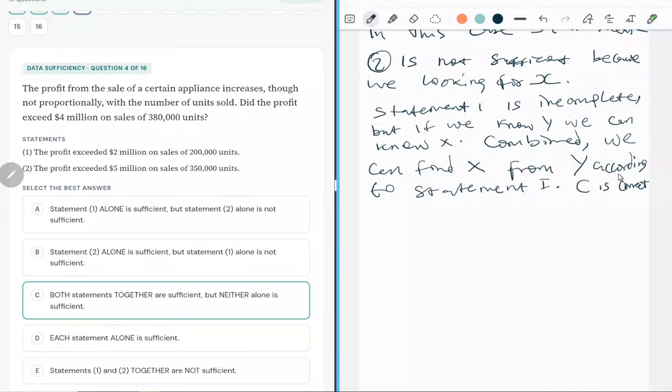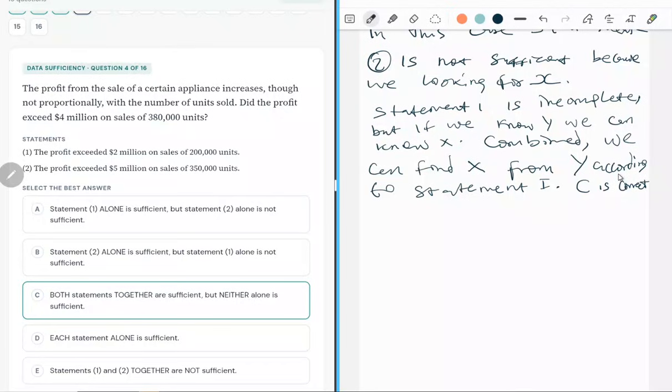But if the profit exceeds 5 million on a sale of 350, did the profit exceed 4 million on a sale of 380? The profit exceeds 5 million on a sale of 350. You know that the more you sell, the more you earn, right? Because even the profit exceeds 5 million on a sale of 380, is that not so?